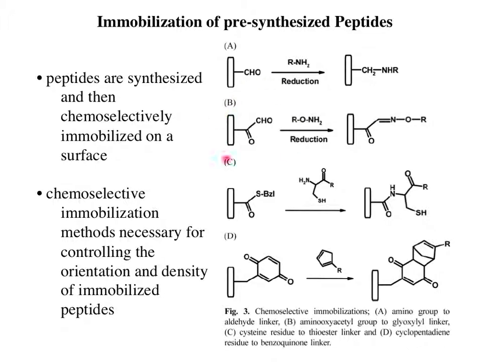You can use reduction with amino oxyacetal groups, as in this case. You can take an N-terminal cysteine residue and react it with thioester linkers to generate your peptide being attached. And then here's cyclopentadiene reacting with benzoquinone in a cycloaddition to attach your peptide.